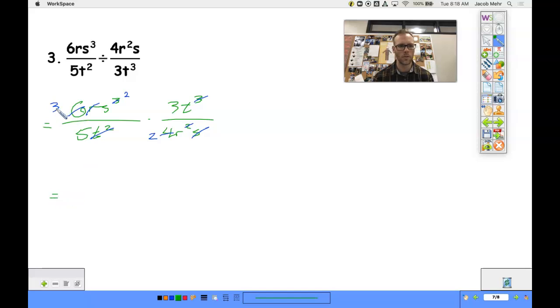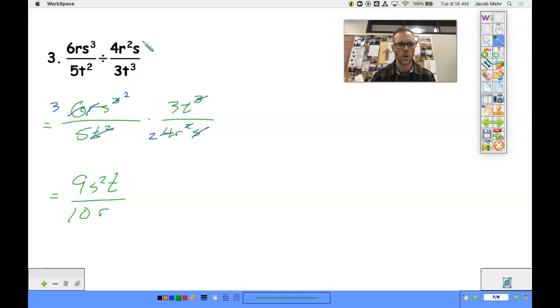What do we have left in the numerator? 3 times s squared times 3 times t. So 3 times 3 is 9, s squared t. In the denominator, what's left? 5 times 2, which is 10. T's are gone. Just that 1 r is left.